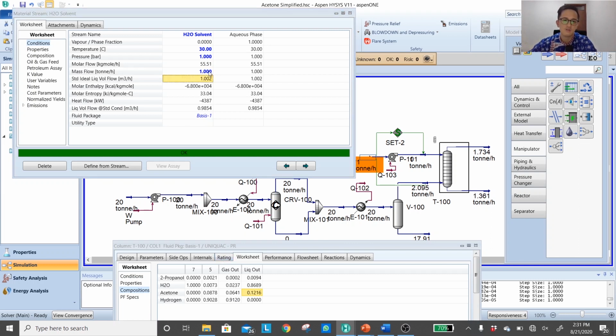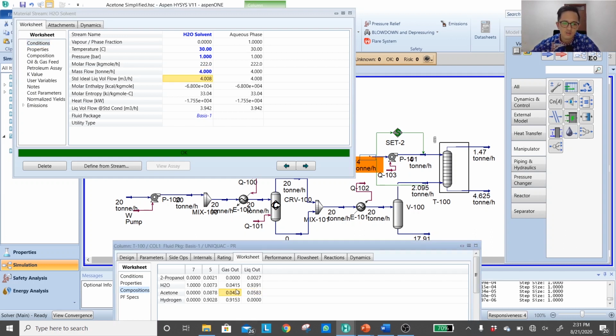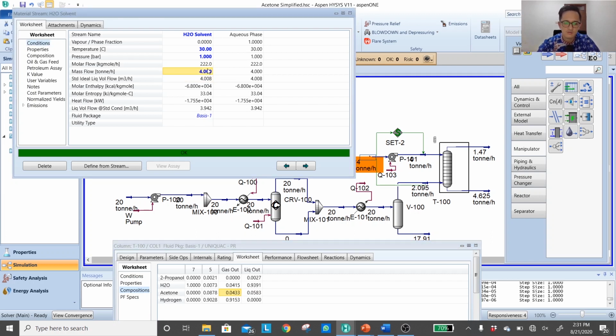Okay, that makes sense. So if you want to keep increasing this number, the function or the purpose of absorber becomes less and less obvious, because we still lose a lot amount of the acetone product. Okay, so maybe you wanna now increase it to 4 ton per hour. Okay, now my acetone is already close to 4%. Okay, keep increasing to 10. Okay, now it's already less than 3%. Okay, so what would be the limit?